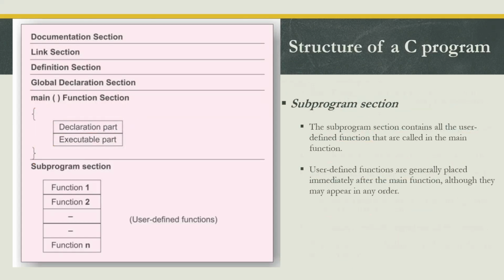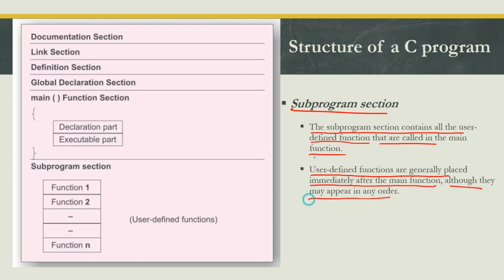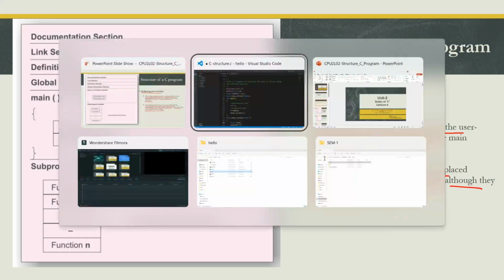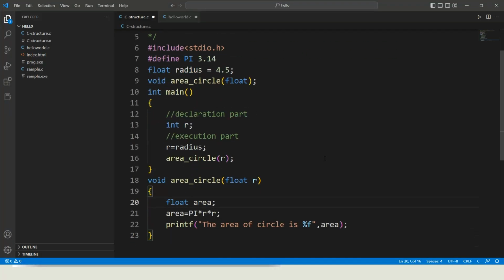Now let's move further. The next section is the subprogram section. The subprogram section contains all the user defined functions that are called in the main function. User defined functions are generally placed immediately after the main function, although they may appear in any order. If you have more than one function, then you can write them in any order.